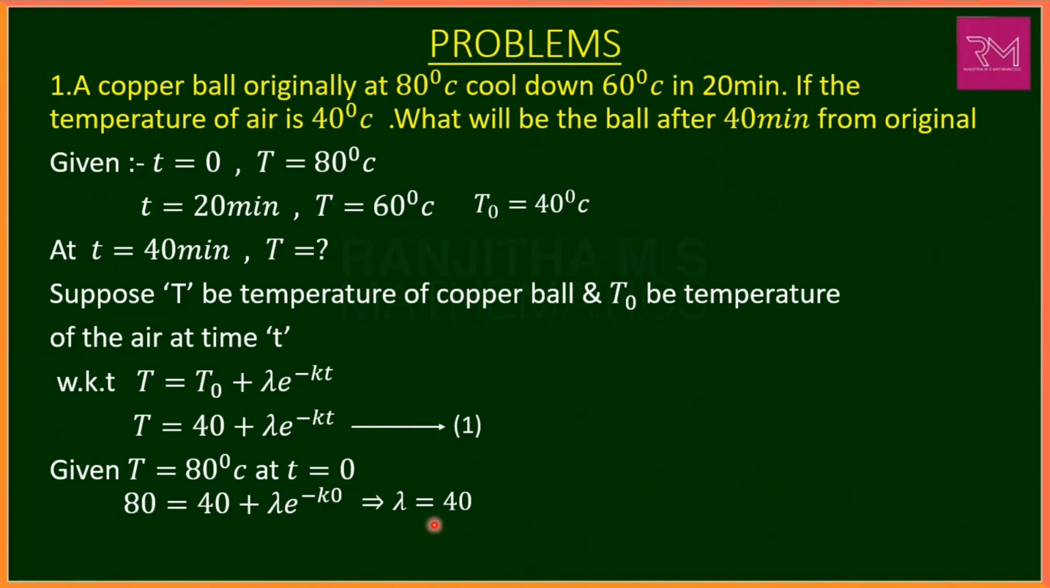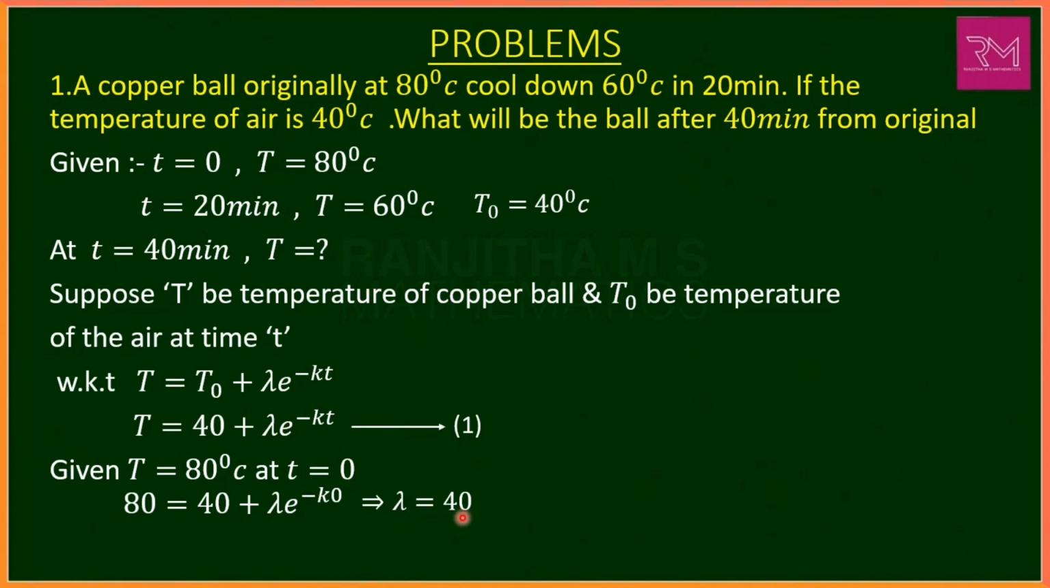Here the first step is completed, that is to find the lambda value by substituting the given data. Here they have given the temperature of the air as 40 degrees Celsius. Substituting that value, again we take the given data at time t is equal to 0, the temperature of the ball is 80 degrees Celsius. Substituting T as 80 at time t equal to 0, we get the lambda value as 40.